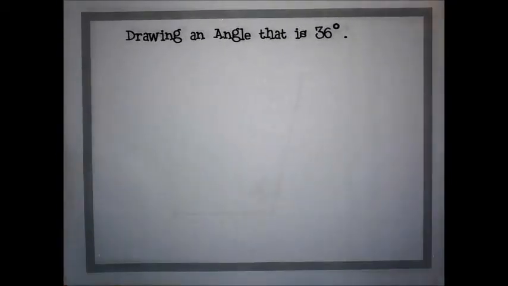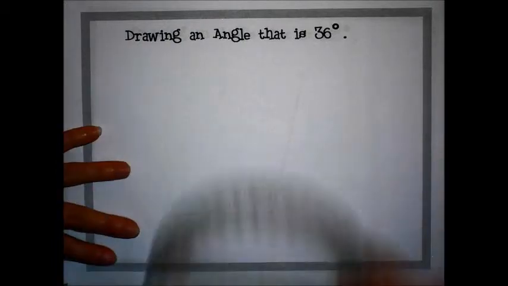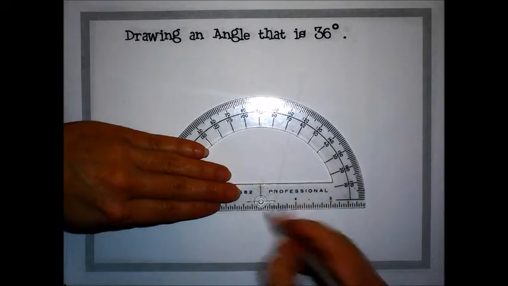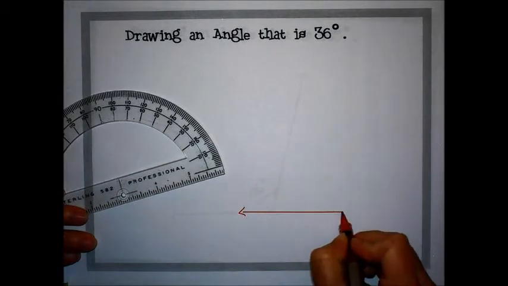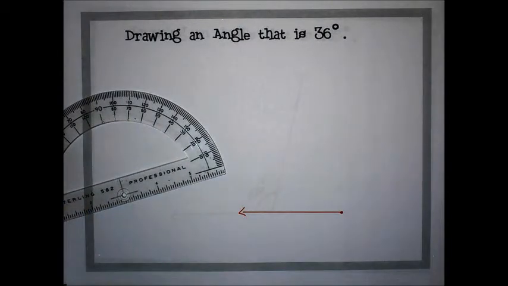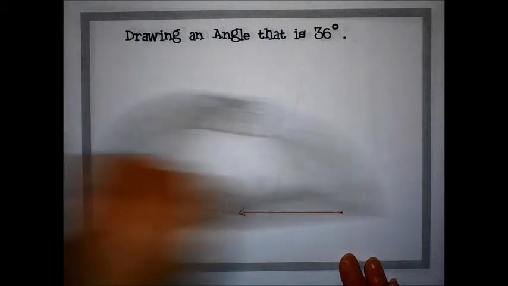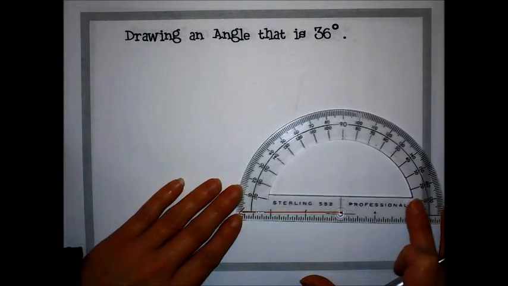Let's try one more together. Draw an angle that measures 36 degrees. So first I'm going to use my protractor to draw my ray. You can draw your ray pointing any direction you want. I'm going to line up my protractor.